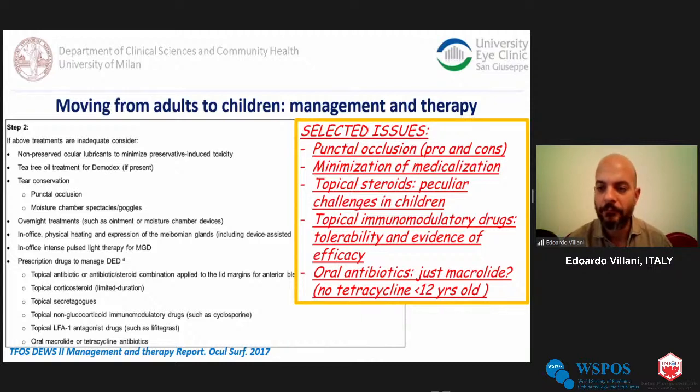And Erin mentioned the use of oral antibiotics. It may be very useful when we have an important involvement of Meibomian glands. But even here, peculiar challenges, we know that we cannot use tetracyclines under 12 years of age. So we have just macrolides, perhaps, with poor evidence in some cases of efficacy.